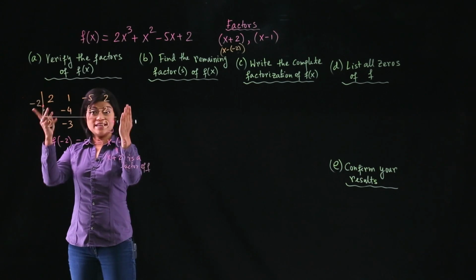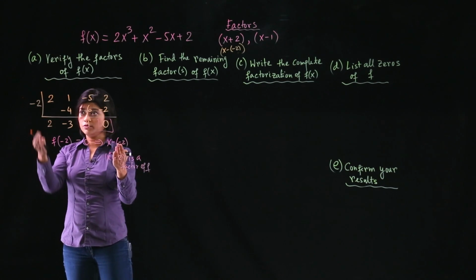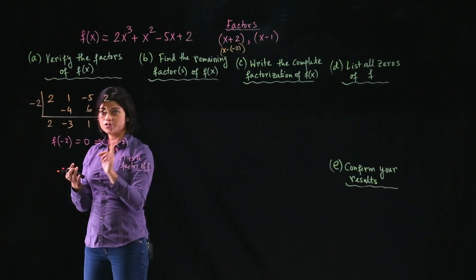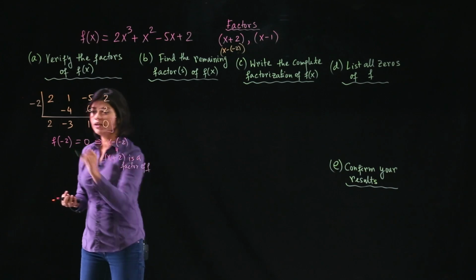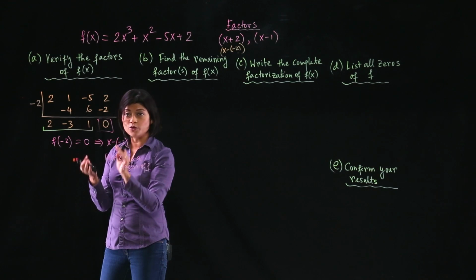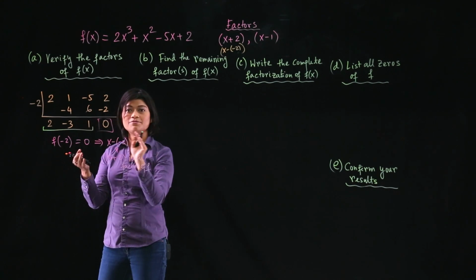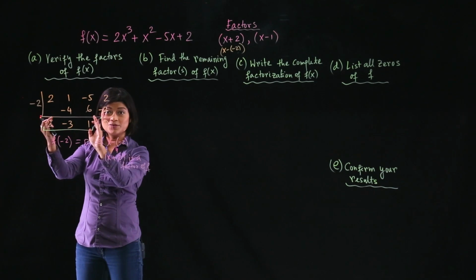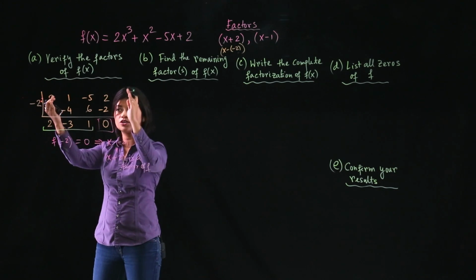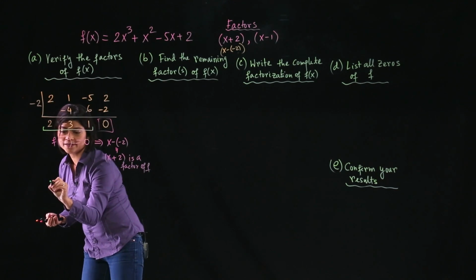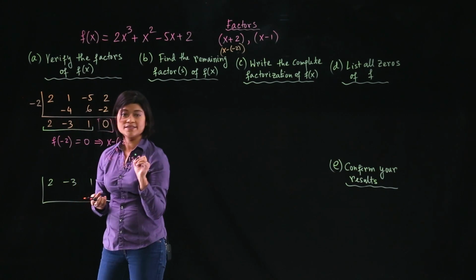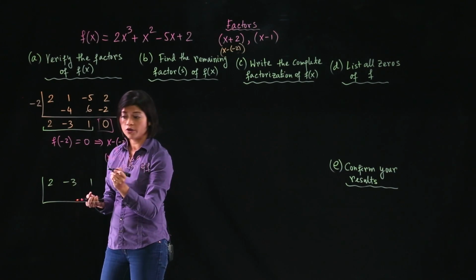We can use the same method again and check with the number 1 here, but instead of doing that, we can do something simpler. We can only consider these three numbers. They are the coefficients of the quotient, and we check if x minus 1 is a factor of this remaining polynomial. If that's the case, then it will also be a factor of the original one. So we can just take 2, negative 3, 1 and check if x minus 1 is a factor or not.